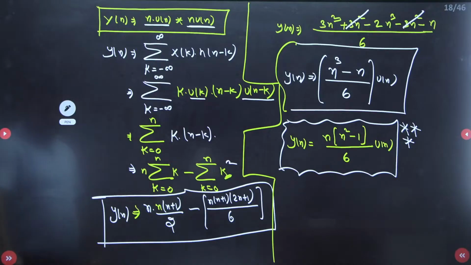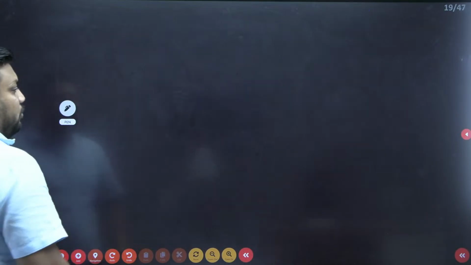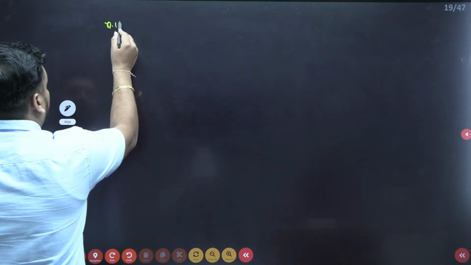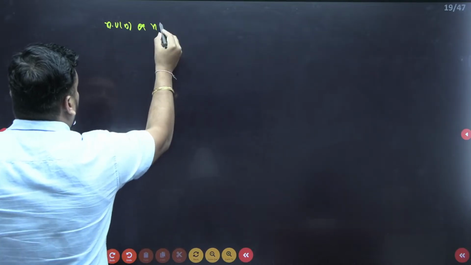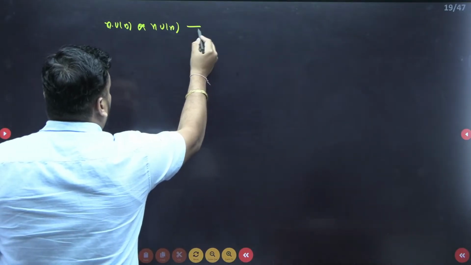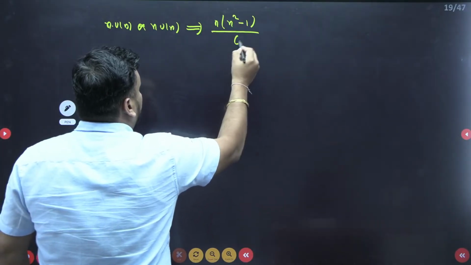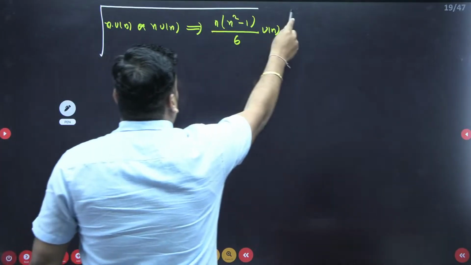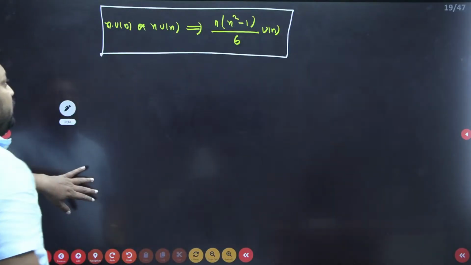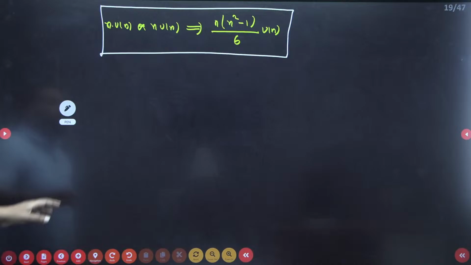So I can also rewrite this as n(n² − 1)/6. Here, the convolution of n·u[n] with n·u[n] is nothing but n(n² − 1)/6 · u[n]. So this is the final result, and I can also apply shifting. So n·u[n] convolved with n·u[n] is n(n² − 1)/6 · u[n].